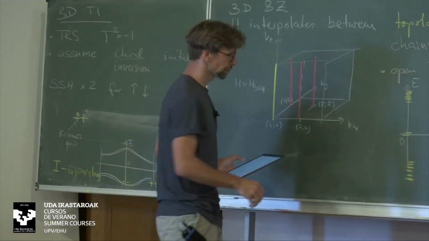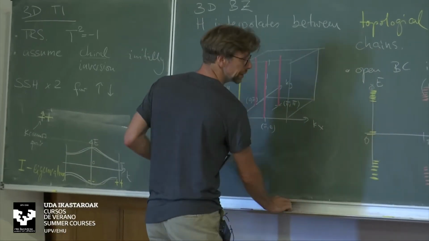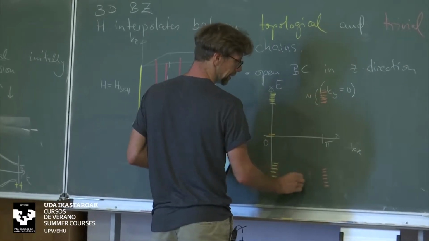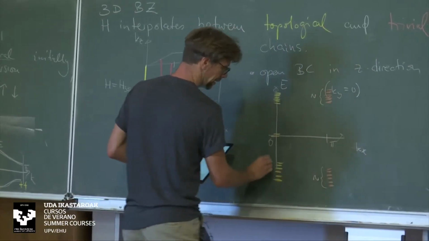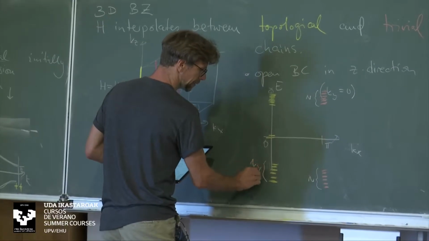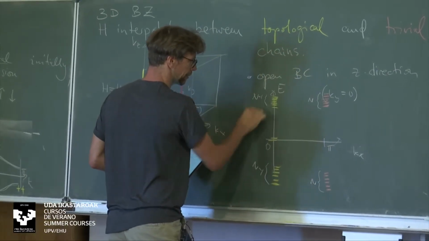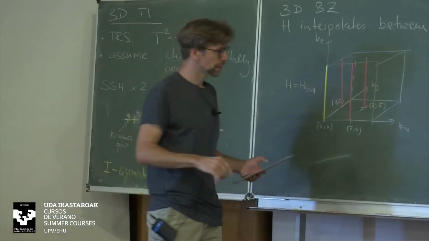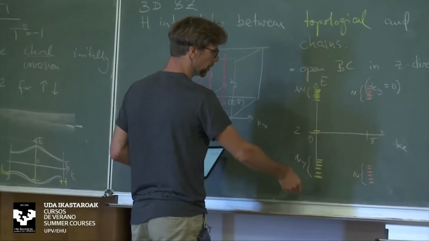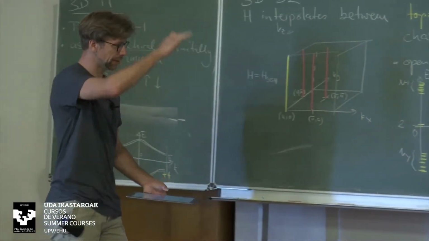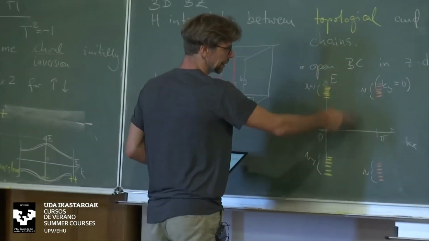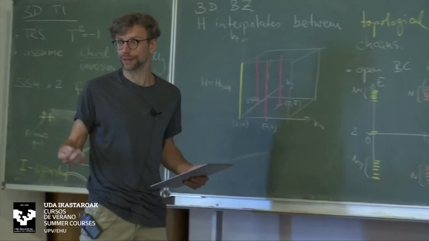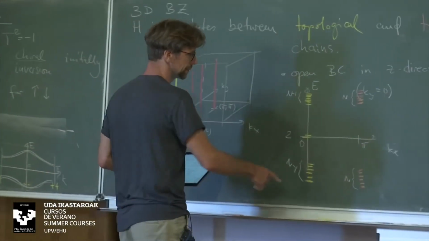Now the observation is that if you count the number of states, let's say there are n states here and n states here, then there must be n minus 1 here, n minus 1 here, and there are 2 states here. Because this is now all the eigenstates of the chain. If it's n sites long, I have to have as many states as I have sites.